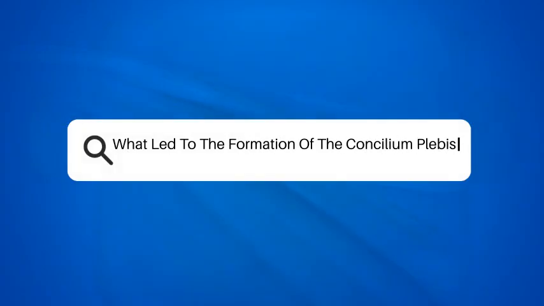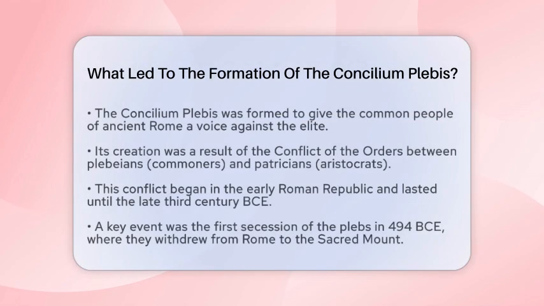What led to the formation of the Concilium Plebis? Have you ever wondered how the common people of ancient Rome found their voice in a society dominated by the elite? The formation of the Concilium Plebis, or the Assembly of the Plebs, was a key development in ancient Roman history that changed the political landscape.